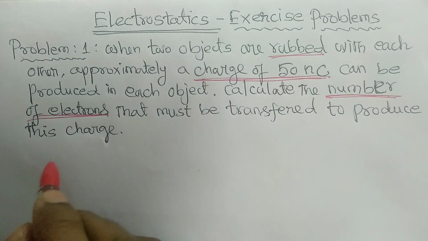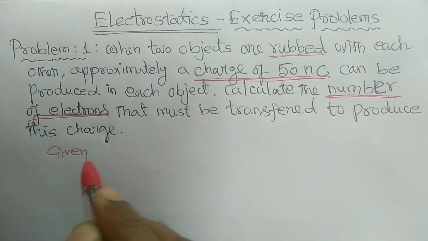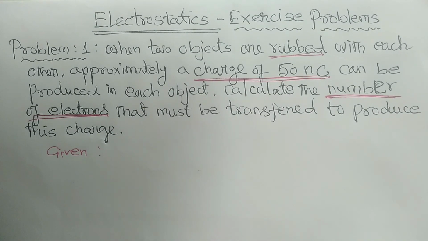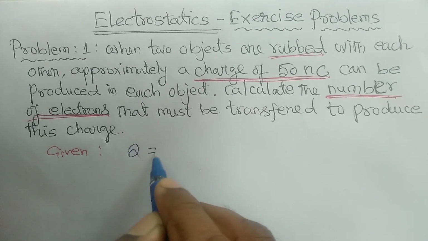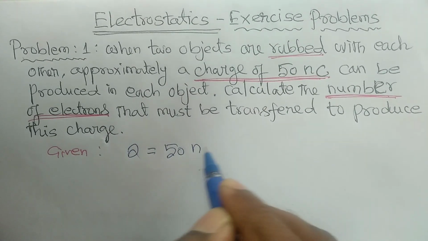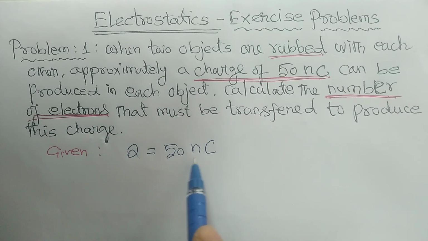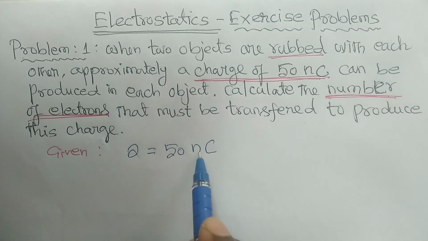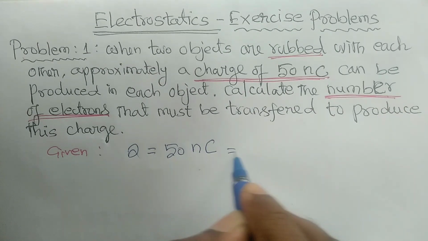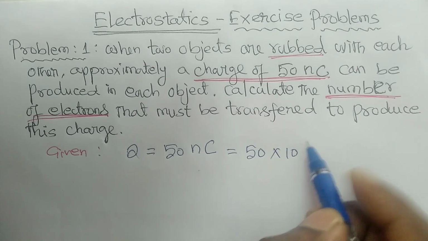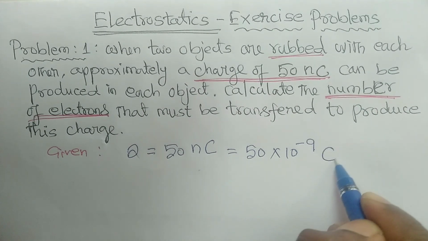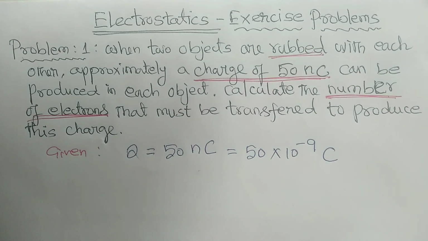Okay, so first we'll write the given data. So given data in this problem: only one data is given, that is a charge Q is equal to 50 nanocoulomb. Students, you can carefully understand this unit. This is not 50 coulomb, 50 nanocoulomb. So 1 nano is equal to 10 power minus 9. So 50 into 10 power minus 9 coulomb. So it's a charge produced in each object. Our aim is to calculate the number of electrons.